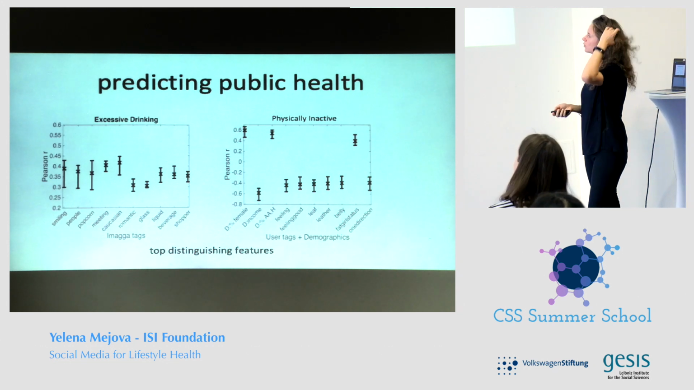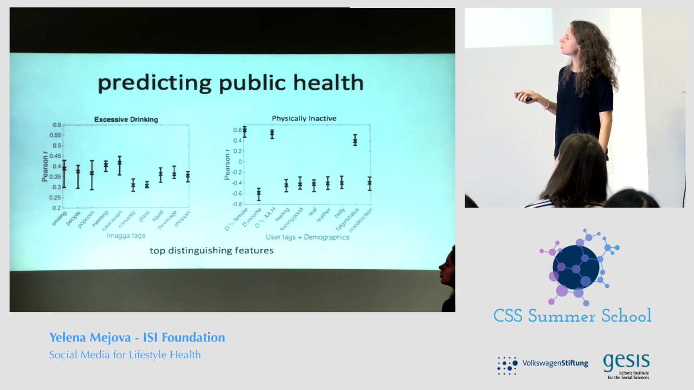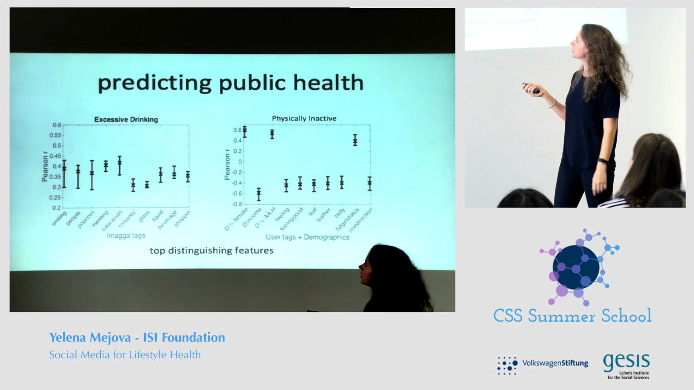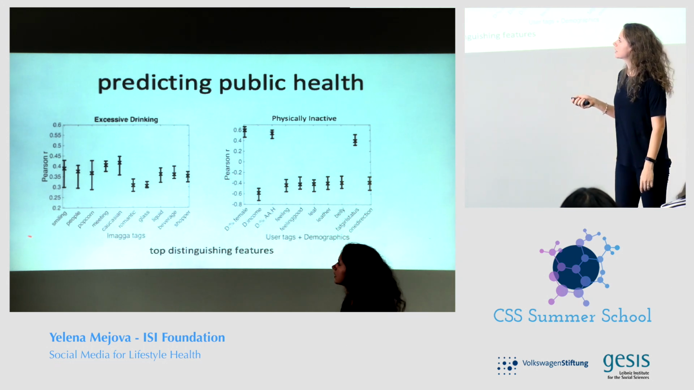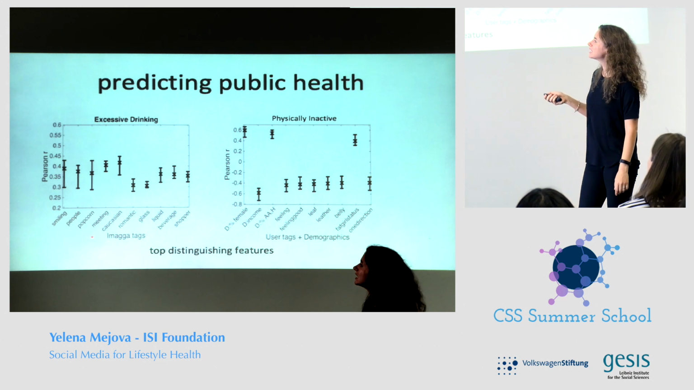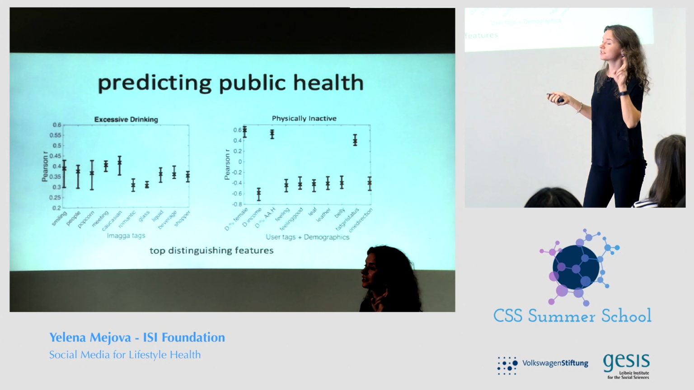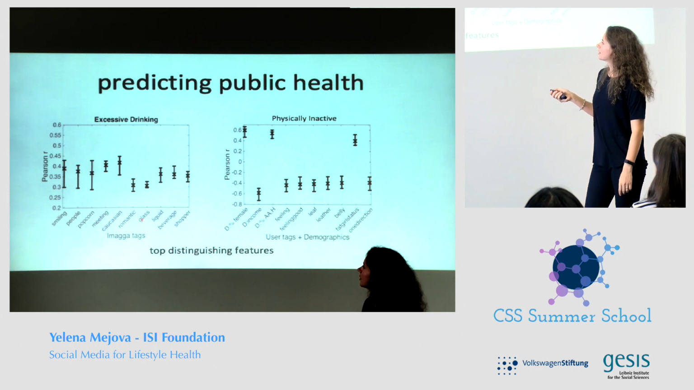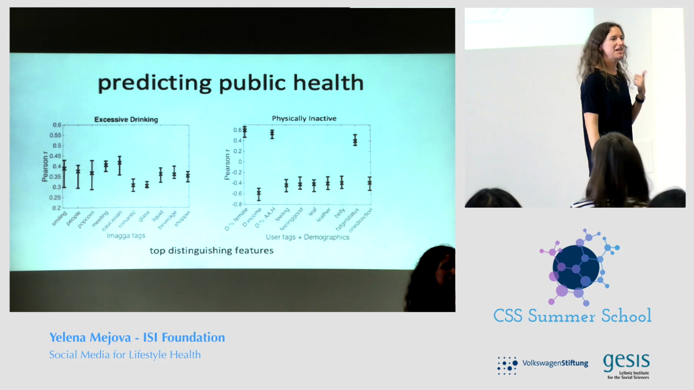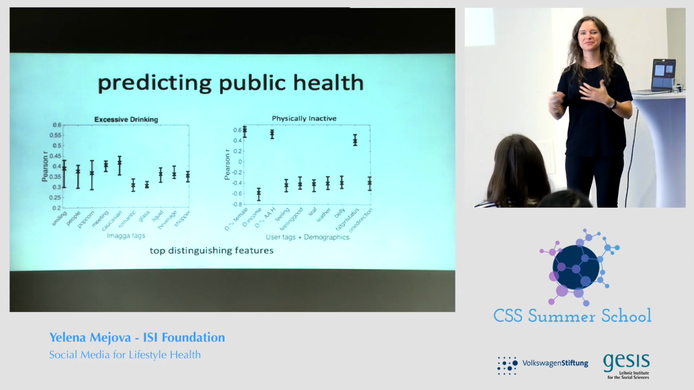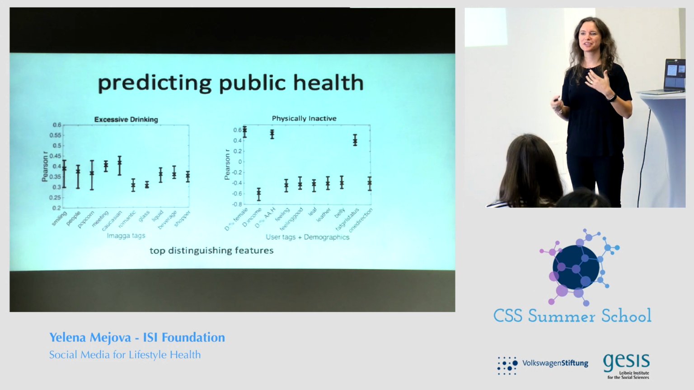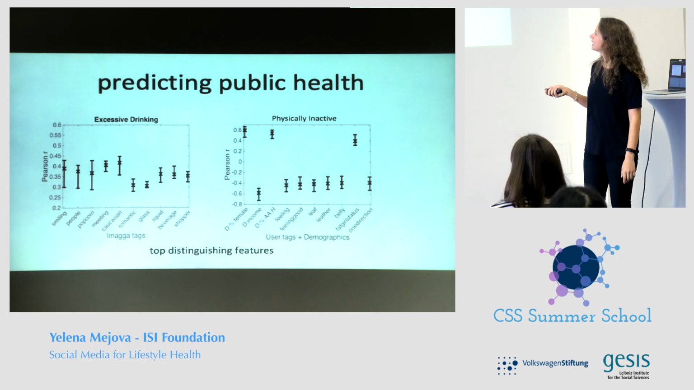Or you can even say, well, what is the most distinguishing feature? Example here for excessive drinking. We can say, well, that people are smiling and they're having meetings. There are glasses and liquids and beverages involved. Okay, so we can say that there is something that we can interpret pretty straightforwardly.